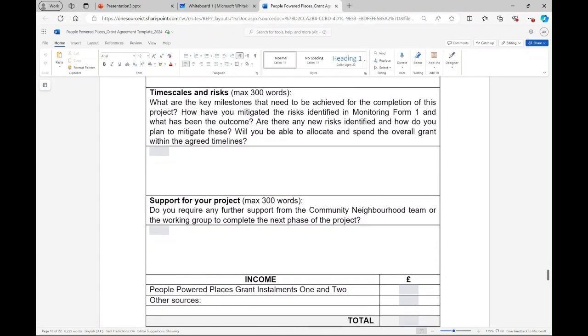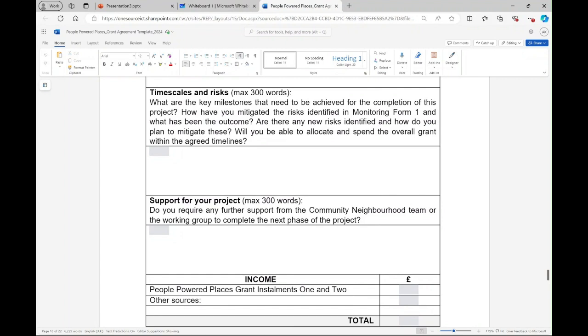The second bit is around timescales and risks. What are the key milestones that need to be achieved to complete the overall project? How have you mitigated the risks identified in the first monitoring form and what has been the outcome? So you might say that one of the risks was bad weather, but since we've had the summer, we've been able to deliver our outdoor project, for example.